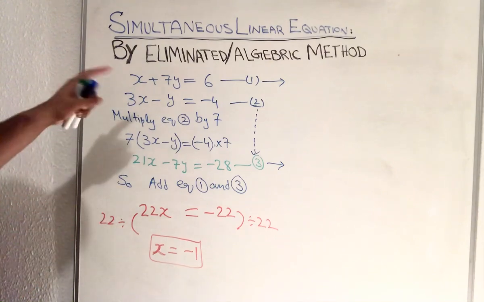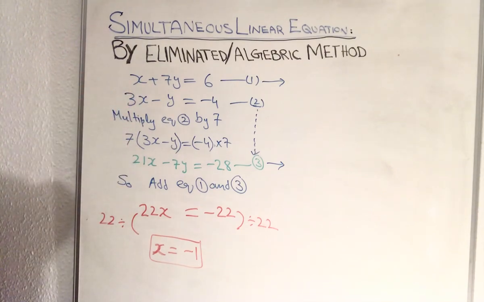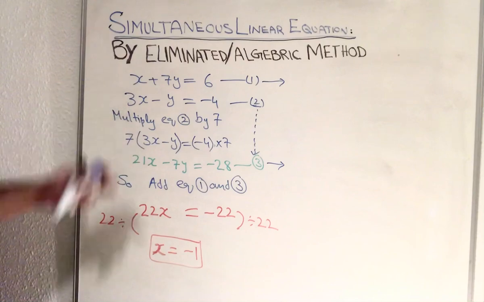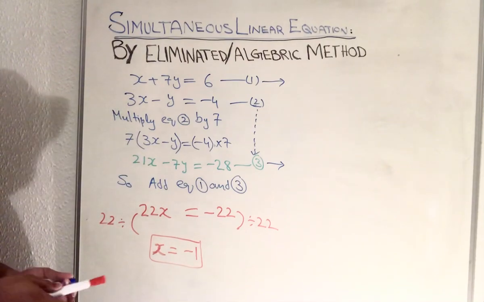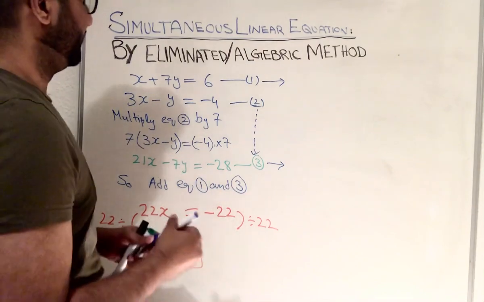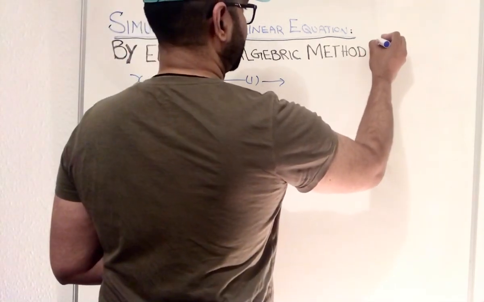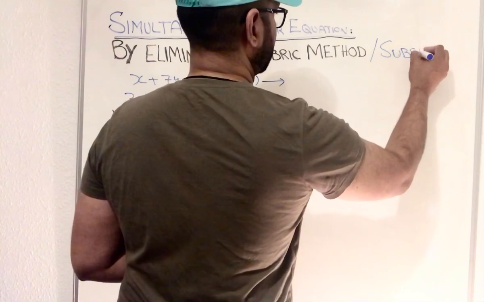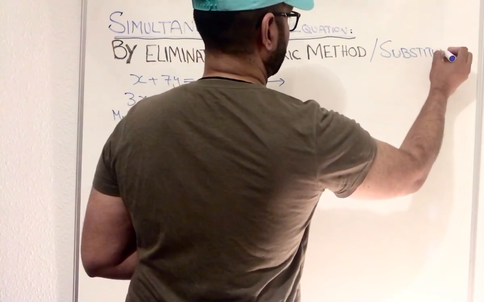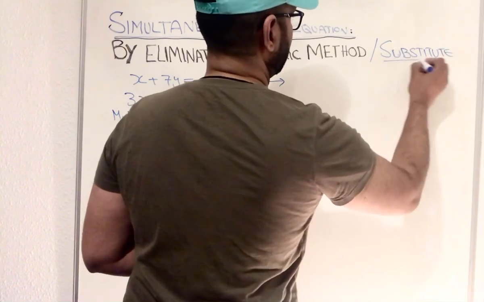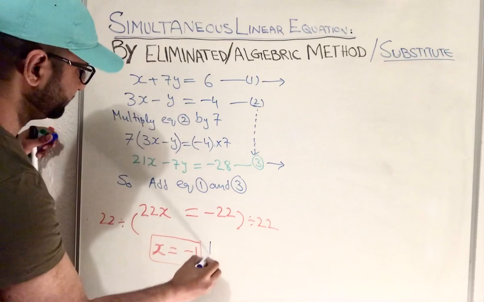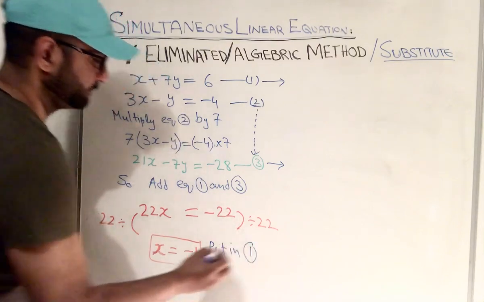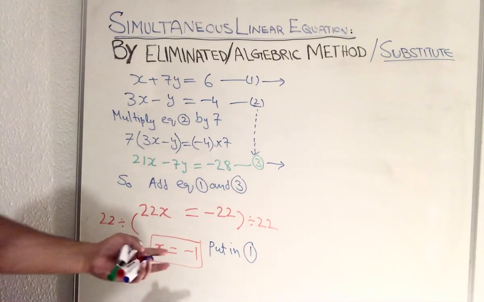Now we are moving to the second part. We need to find the other variable, and we can substitute that value into any one of the equations. So substitution comes in here. We will write it down here and substitute. Put it in any one of the equations. I put it in number 1. So when x is minus 1, we put it in number 1.